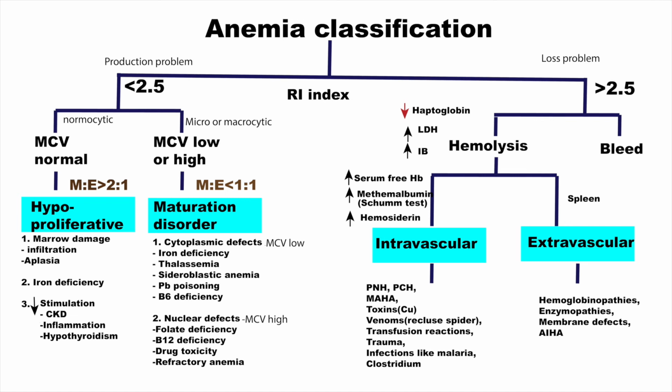Causes of intravascular hemolysis include paroxysmal nocturnal hemoglobinuria, paroxysmal cold hemoglobinuria, microangiopathic hemolytic anemia, toxins like copper sulfate, venoms like recluse spider, transfusion reactions, trauma, and infections like malaria and Clostridium. Causes of extravascular hemolysis include hemoglobinopathies, enzymopathies like G6PD deficiency, membrane defects, and AIHA, which is autoimmune hemolytic anemia. In autoimmune hemolytic anemia and in G6PD deficiency, you have both intravascular and extravascular hemolysis.